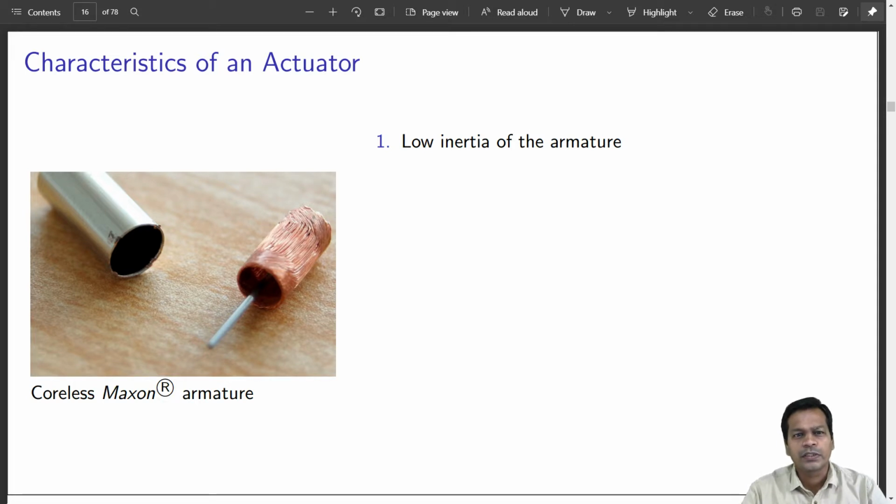Characteristics of an actuator. To meet the competitive demands of the industry, the actuators required to build any industrial robot should have the following characteristics.